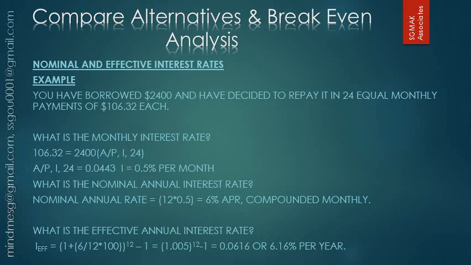And what's the effective annual interest rate? Since you're compounding monthly, it is 1 plus 0.05 divided by 100, 0.005, so 1.005 raised to the power 12 minus 1. We are converting nominal to effective with 12 compounding periods, and it comes out to be 6.16%. So interest rate is 0.5% per month, nominal annual rate 6% APR, and effective annual interest rate is 6.1%.